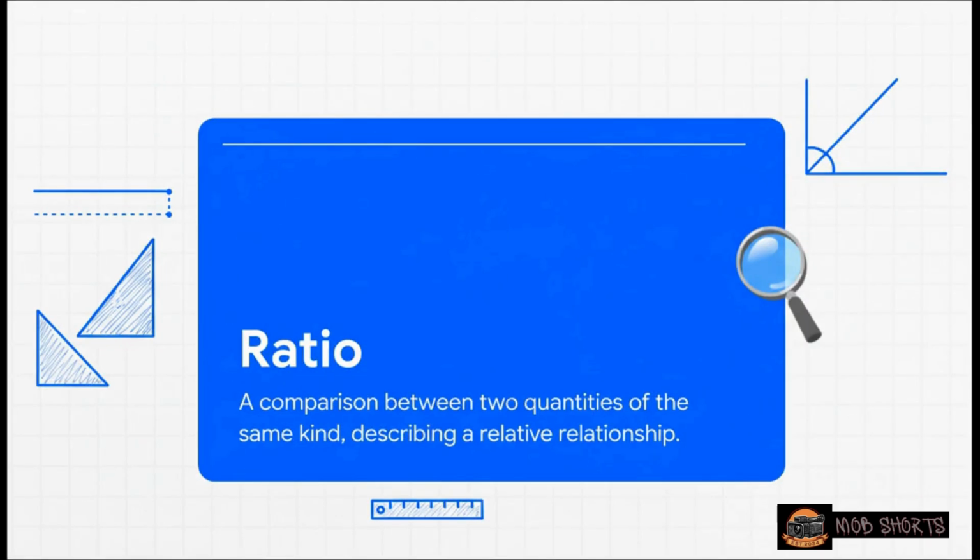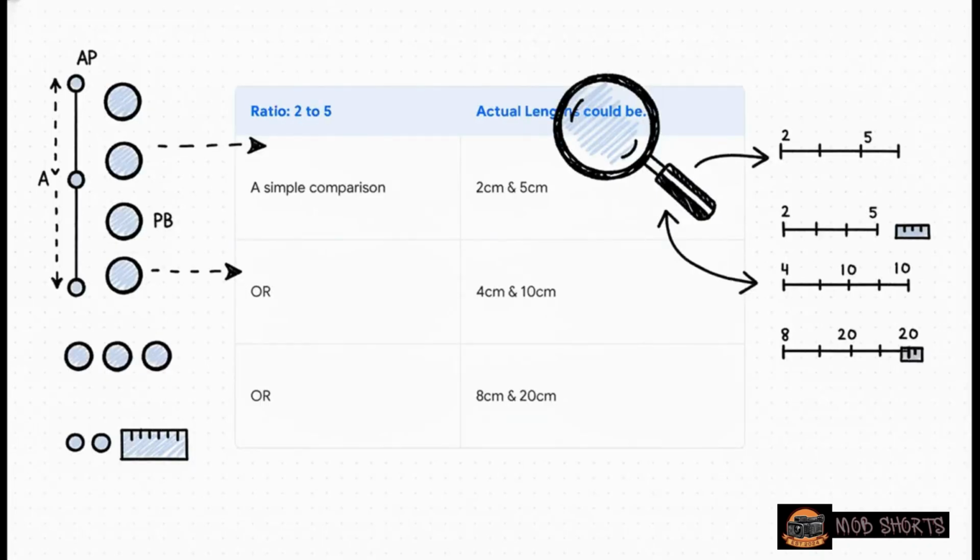Look, at its heart, a ratio is just a way to compare two things. For us, that's usually the lengths of two lines. Now, the most important word on this slide is relative. A ratio doesn't tell you the actual physical length of a line, it just tells you how it stacks up against another one. Let me show you what I mean. If someone tells you the ratio of two lines is 2 to 5, that doesn't lock anything in. I mean, sure, they could be 2 centimeters and 5 centimeters, but they could just as easily be 4 and 10 or 8 and 20. As long as that relationship simplifies back down to that basic 2 to 5, the ratio is still true.